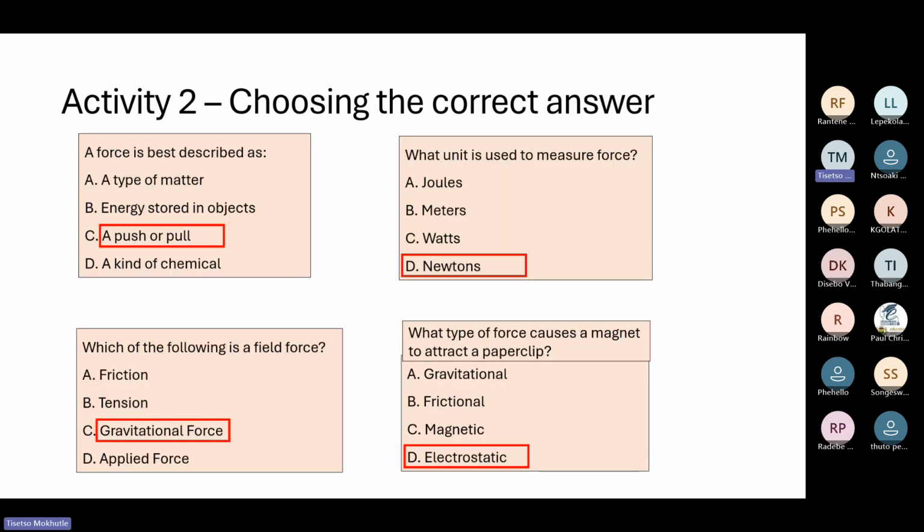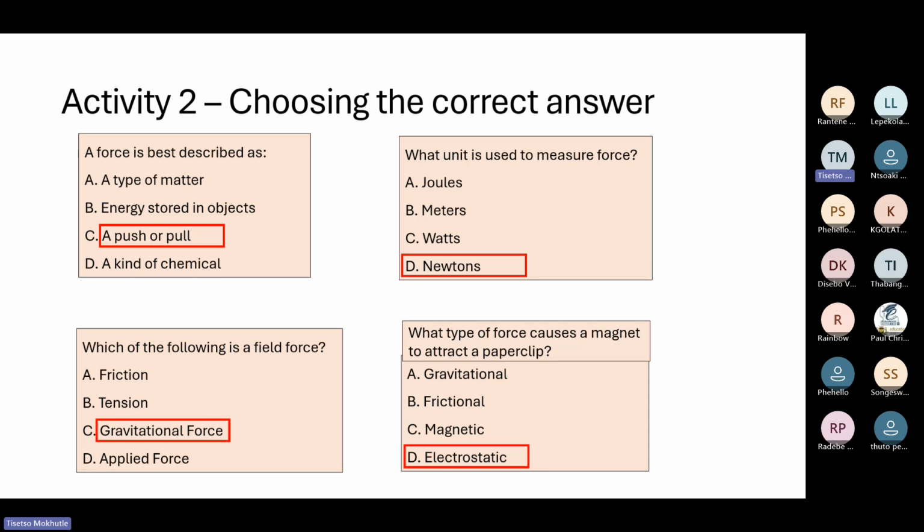Let's look at the second activity. It can be something like a multiple choice question, choosing the correct answer. Let's just go through all the statements. A force is best described as, then you choose an answer there. What unit is used to measure force? And then you choose an answer there. Which of the following is a field force? Meaning the others are contact forces. And then this other multiple choice, what type of force causes a magnet to attract a paper clip? And then you also choose there.